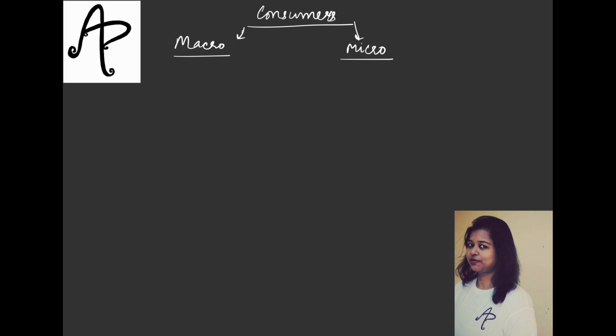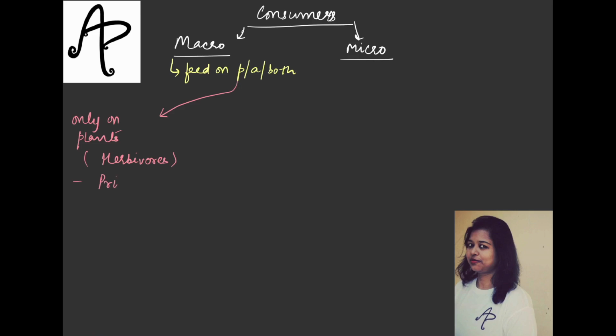Macro consumers will feed on plants, animals or both. So you will have different examples. For example, the consumers who will feed only on the plants, ठीक है, उनको आप क्या बोलोगे? उनको आप बोलोगे herbivores. And they are also called as primary consumer. The first level of consumer that we do here, primary consumers, जो कि सिर्फ plants को खाएंगे. Example, for example, cow है, rabbit है, etc.